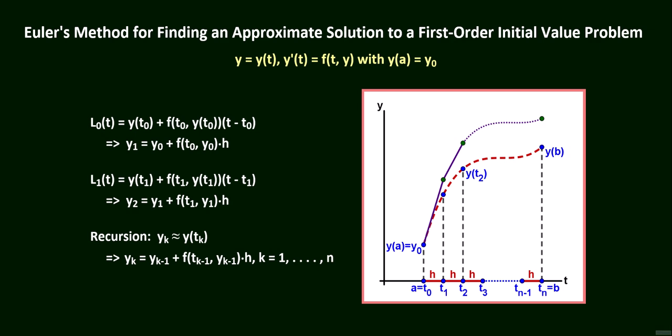It is also sometimes more convenient to write the recursion in the following way. y sub k plus 1 equals y sub k plus f of t sub k, y sub k times h, in which case k goes from 0 to n minus 1. With b being equal to t sub n, y sub n will be the method's approximation for y of b.